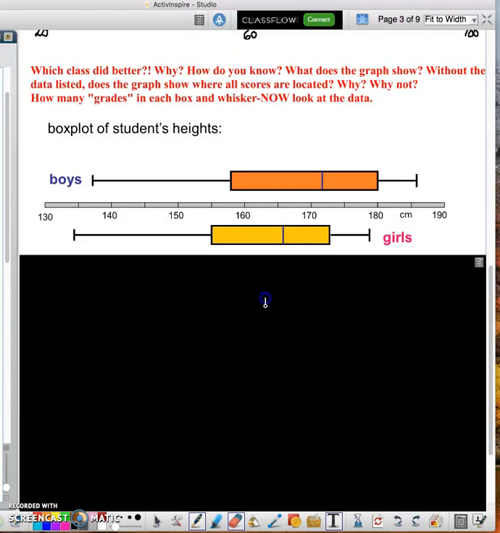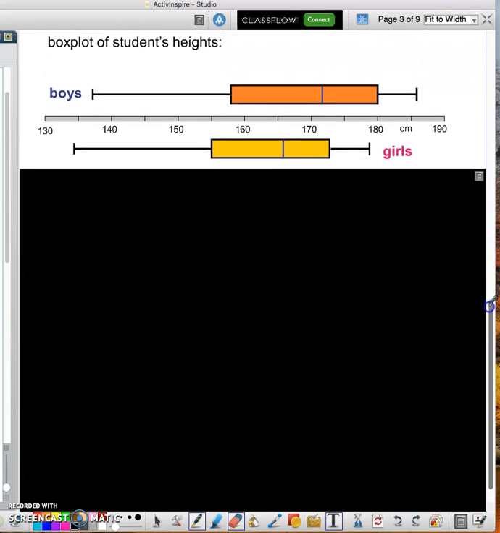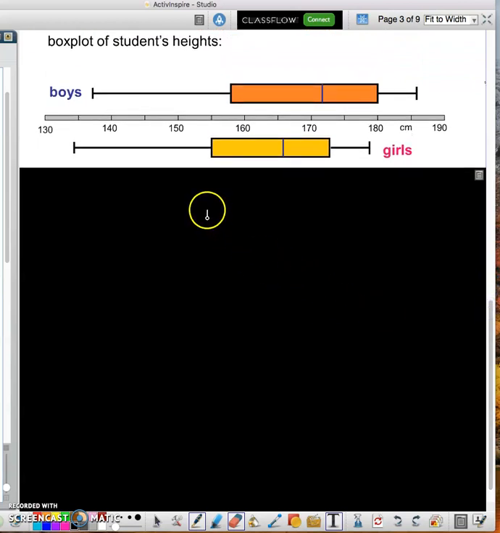So here is students' heights. So we got the boys versus the girls, males versus the females, and they're going to ask us a series of questions. So let's go along and look. Now, in general, what do you notice? In general, looks like the boys are taller than the girls.